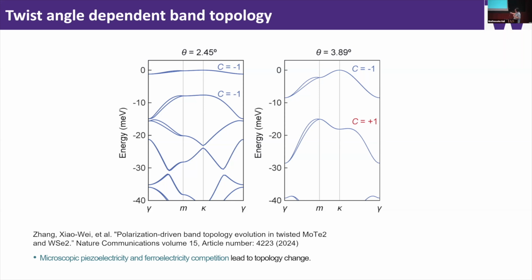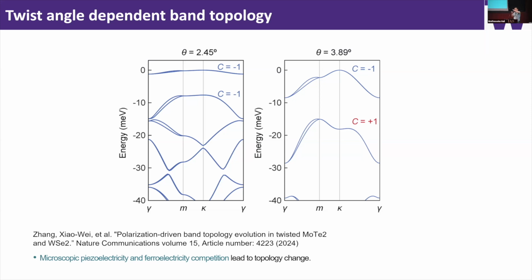What I show you here are the highlights of the calculations for 2.45 degrees, in comparison to 3.89 degrees. For 2.45 degrees, if you look at the first Chern bands, both of them have the same sign, which is -1. But at 3.89 degrees, the first band and the second band have opposite signs, -1 and +1. They're going to tell you why the sign of the Chern number will change as a function of twist angle.